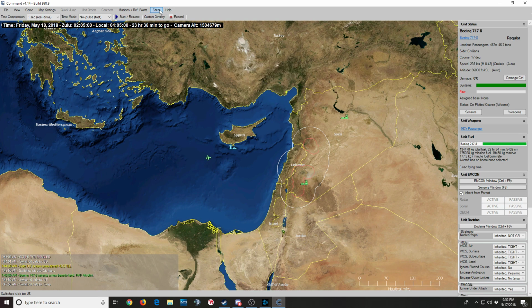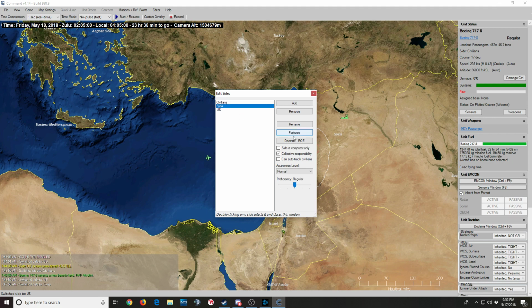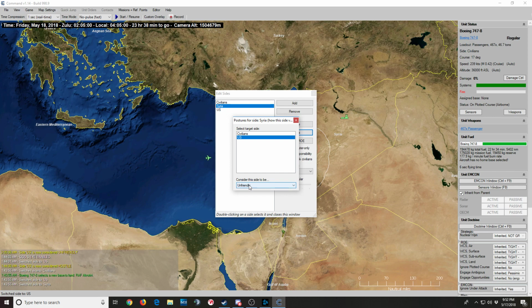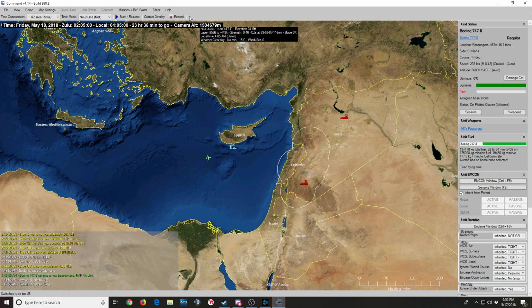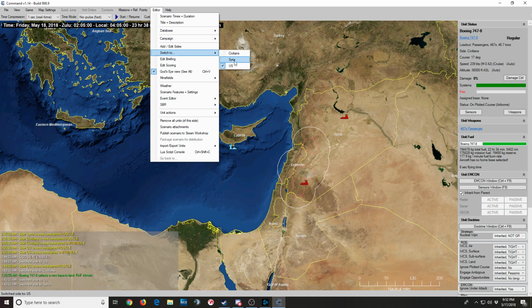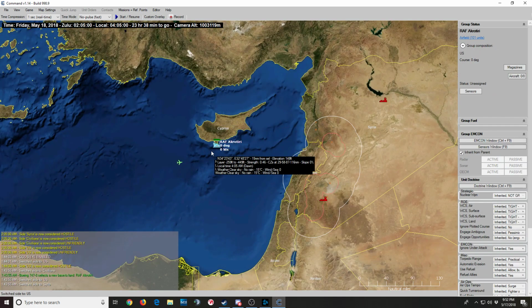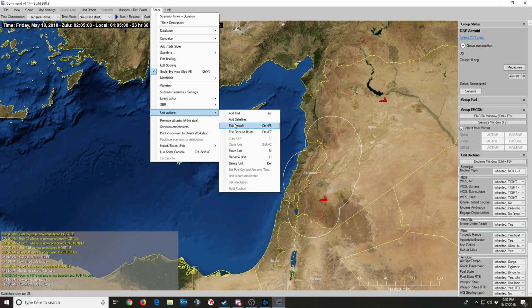Oh, we should probably set the posture for US and Syria. Going to set them to unfriendly. Actually, it was already set to hostile. US, I'm going to now set to neutral. Oops. Syria, hostile. Alright, so US forces here are about to start taking off and engaging Syrian forces.